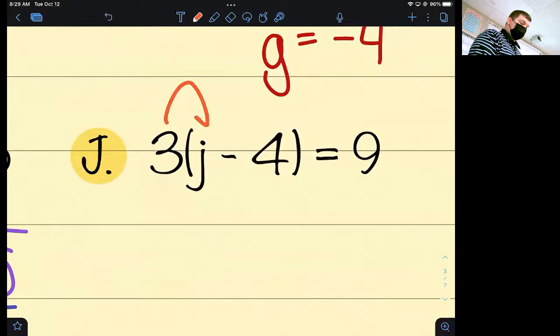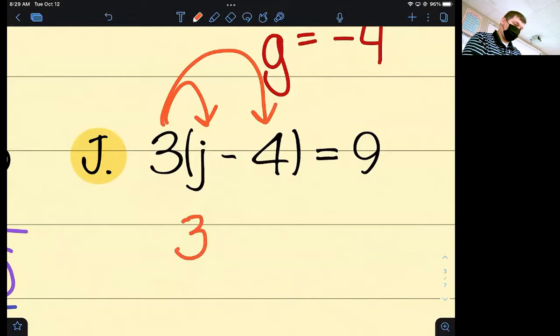3 has to get distributed to the J and to the -4. Thomas, what's 3 times J? What is it? 3 times J? How do I write 3 times J, Bryce?